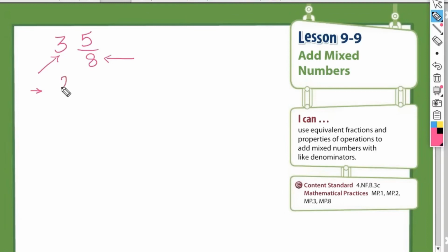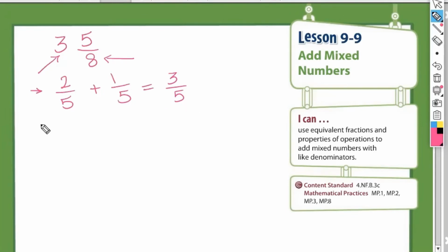If I have 2 out of 5 plus 1 out of 5, we have the same denominator here. I will keep it as it is, 5. What about the numerator? I will add the numerators together. 2 plus 1 equals 3. So the sum will be 3 out of 5. 3 out of 5 is a proper fraction. What is the meaning of proper fraction? The numerator is less than the denominator.